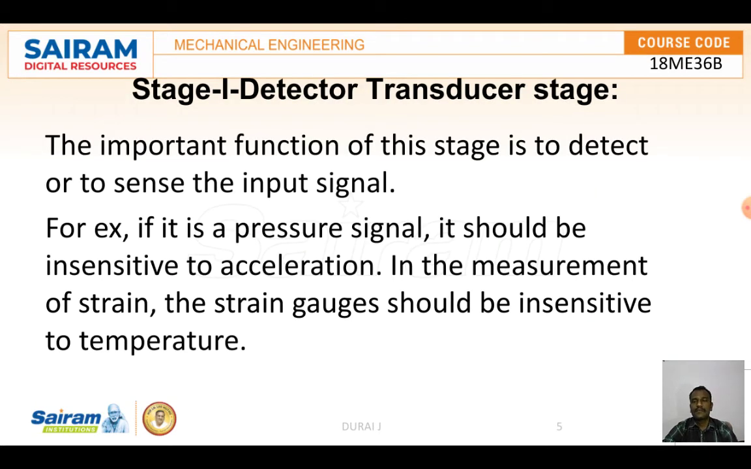Then comes stage 1, the detector transducer stage. The important function of this stage is to detect or sense the input signal. Initially any transducer, whatever it may be, will detect or sense the input signal. Here an example is the pressure signal, which should be insensitive to accelerations. In the measurement of strain, the strain gauges should be insensitive to temperature. These are examples for the detector transducer stage.